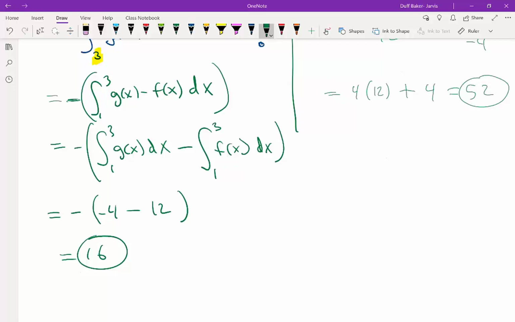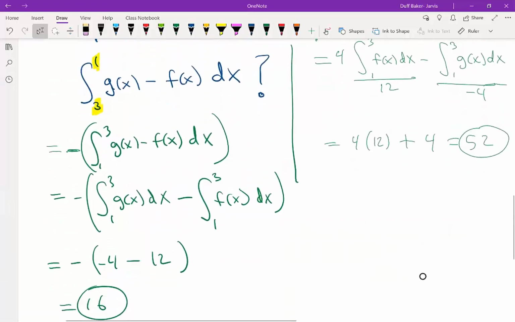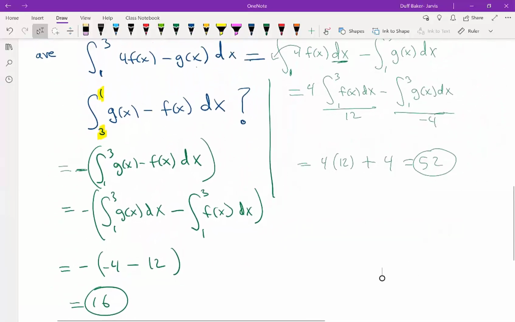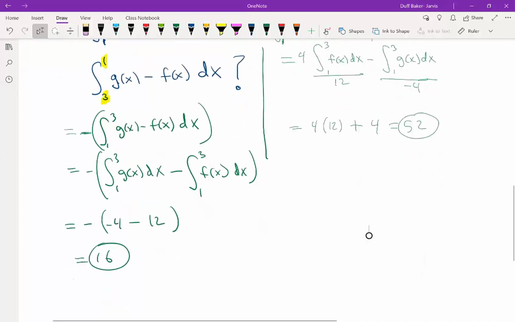So any questions about that one? It all works very similar to what we've done before, so maybe it's not too much new. Okay, so let's do one that's a little bit different then.